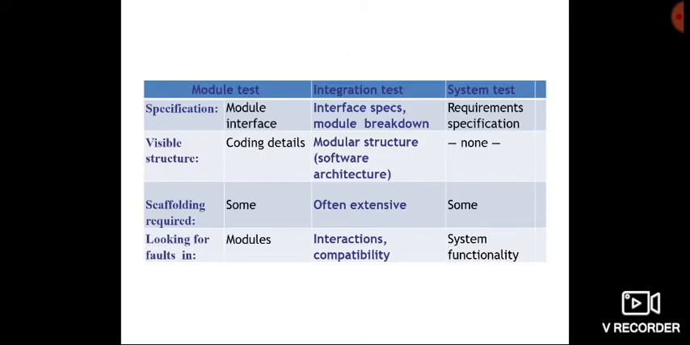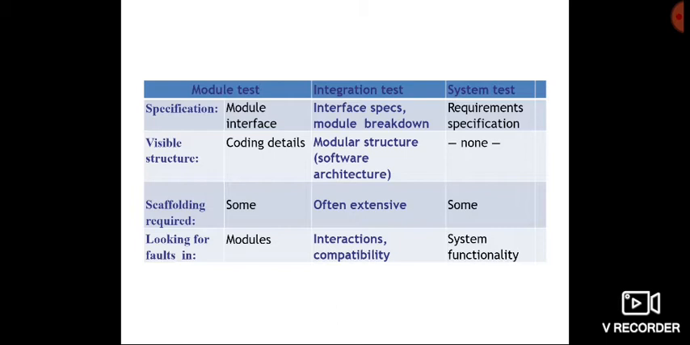You can check here the different kinds of tests. For the module test, which is the unit test, there is a distinction between the main three kinds of testing. They have mentioned specification, visible structure, scaffolding required, and looking for faults in. Related to module testing, the specification requires the module interface. Related to integration testing, the specification requires interface specifications as well as module breakdown.